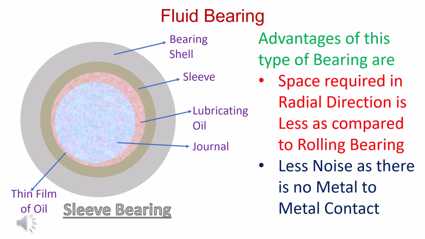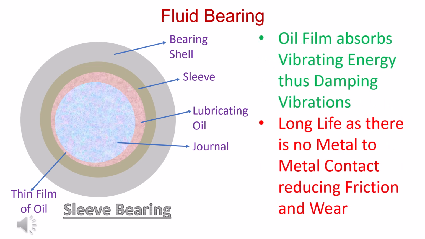Advantages of this type of bearing are: space required in radial direction is less as compared to rolling bearing. Less noise as there is no metal to metal contact. Oil film absorbs vibrating energy, thus damping vibrations. Long life as there is no metal to metal contact, reducing friction and wear.